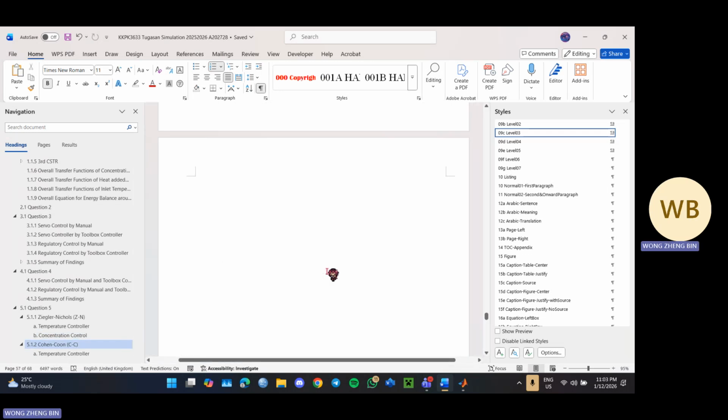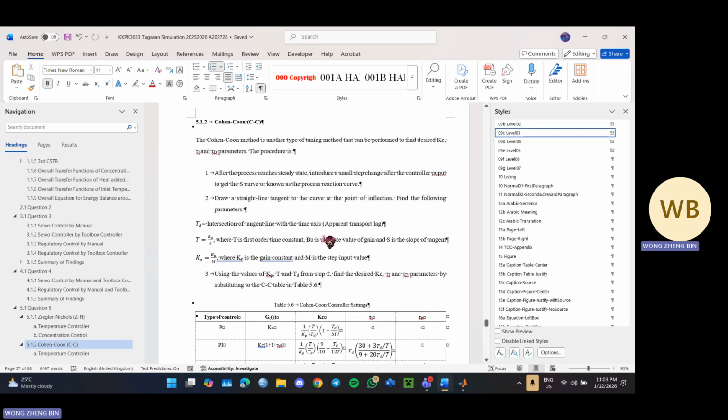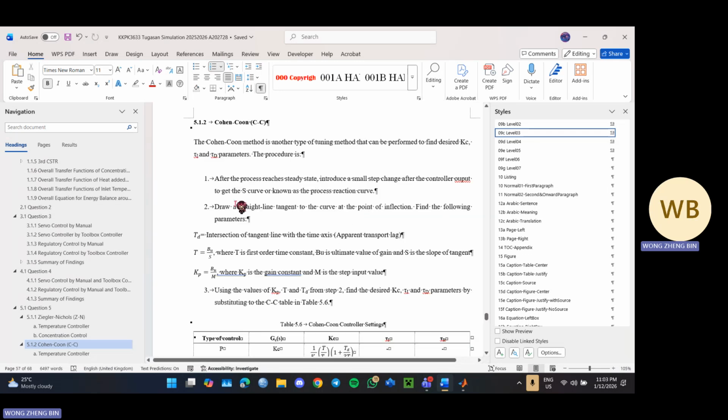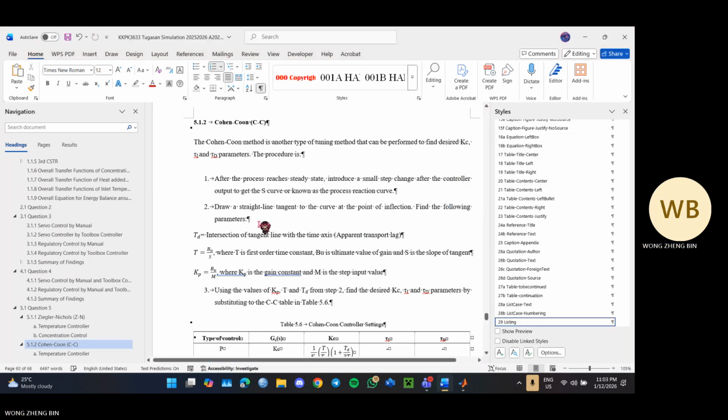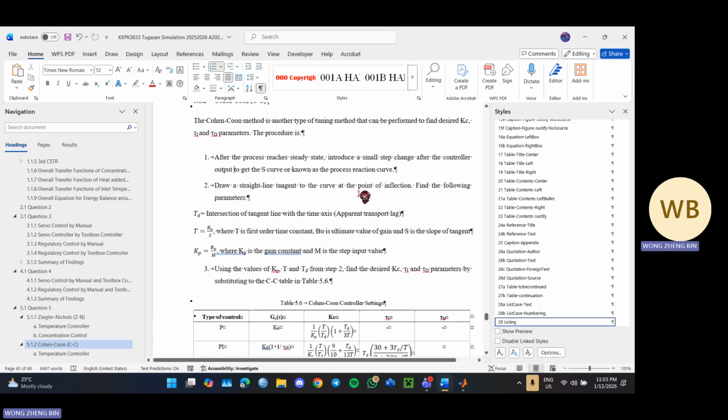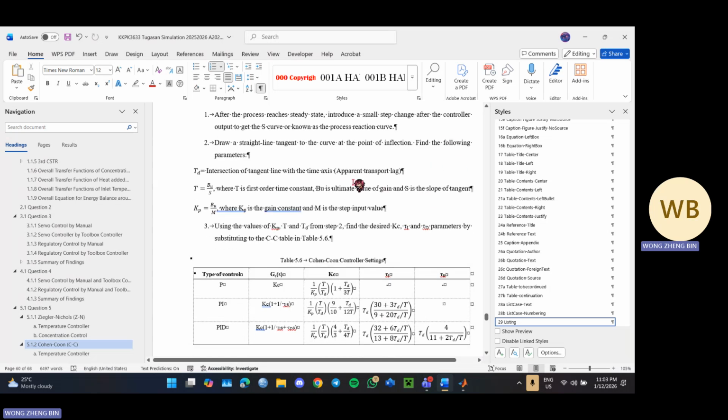So next is the Cohen-Coon. The Cohen-Coon is another type of tuning method, and the procedure is, first we need to let the system reach the steady state, and then after that we introduce a small step change in the controller output to get the S curve, also known as the process reaction curve. Then we draw a straight line tangent to the curve at the point of inflection, and we find the following parameters.